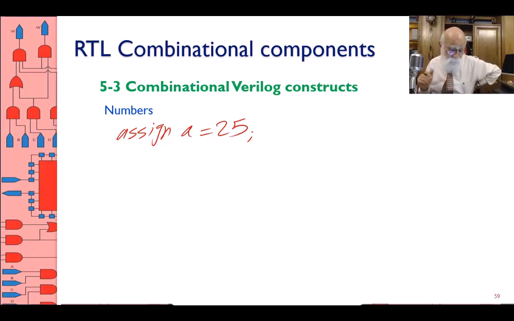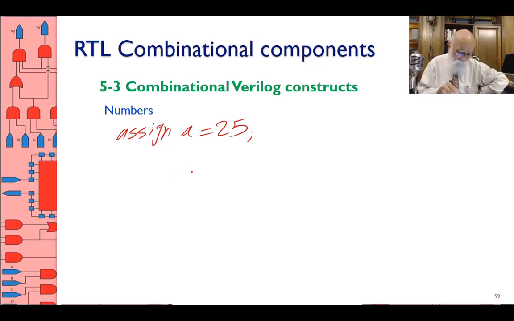The default is decimal. But then if you do that, it takes 25, turns it into a 32-bit number, and then it looks at A, and if A is like 4 bits, it only takes the rightmost 4 bits. If A is 16 bits, it truncates the 32-bit 25 and then just drops the rest of it. That's doable, that's okay, but it would be best if you always specify the size you want.